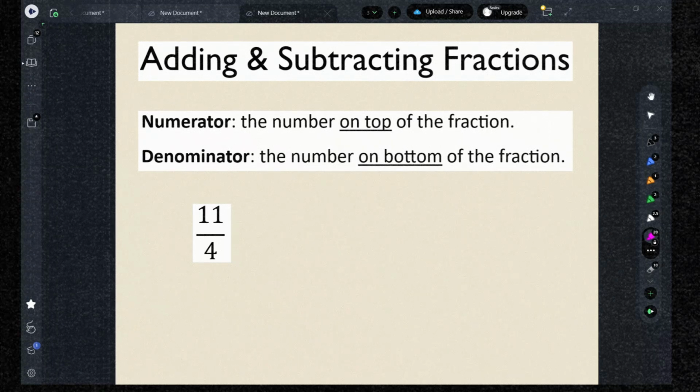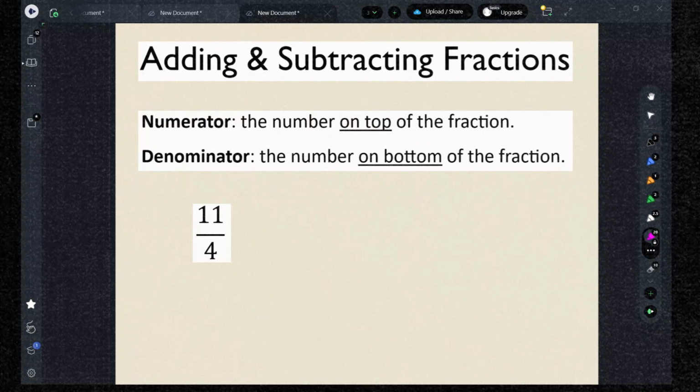We're going to take a look at adding and subtracting fractions. Now, before we start adding and subtracting, let's just go over a couple vocabulary terms involving fractions. So fractions always consist of a numerator and a denominator.